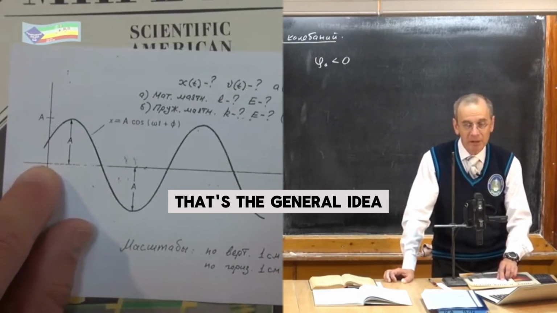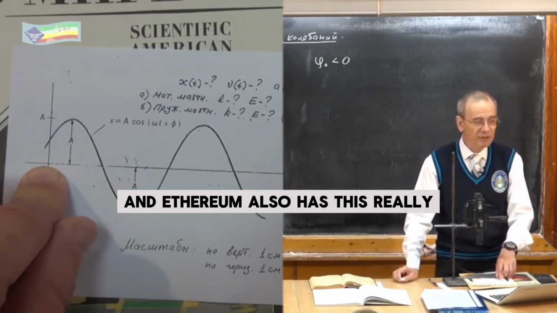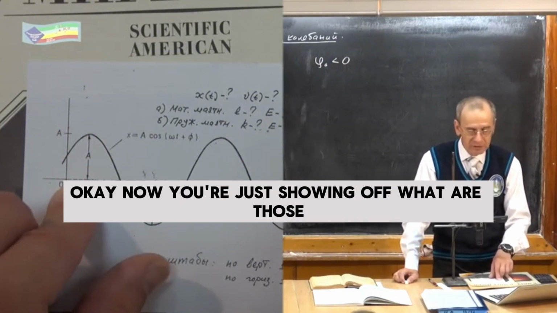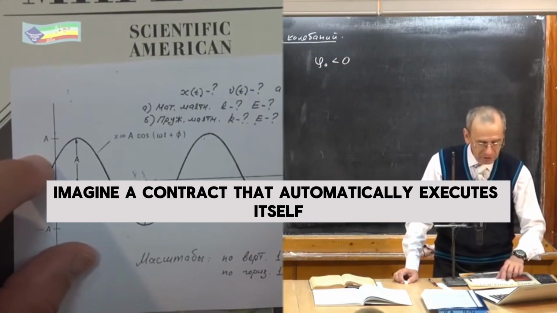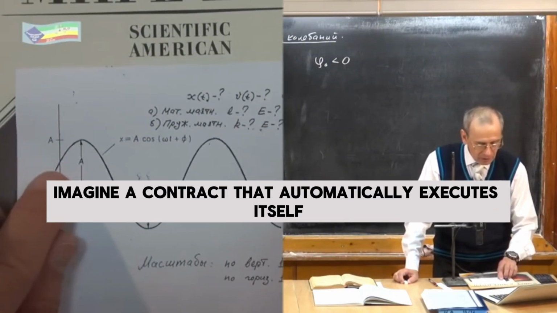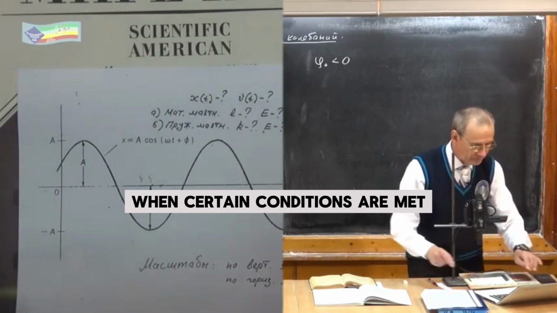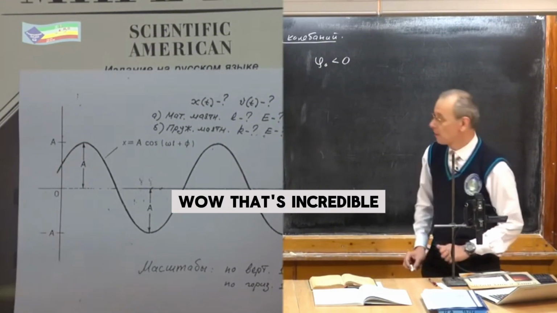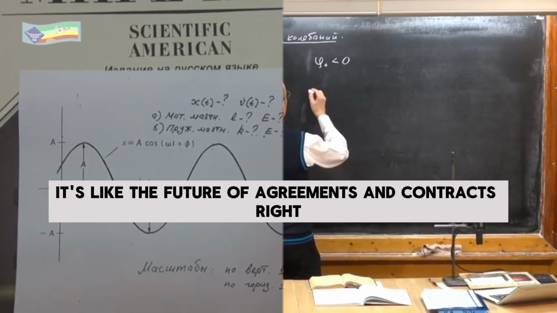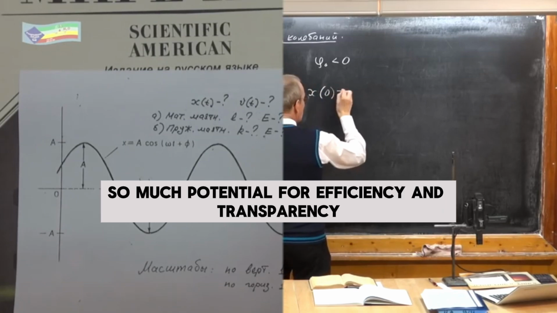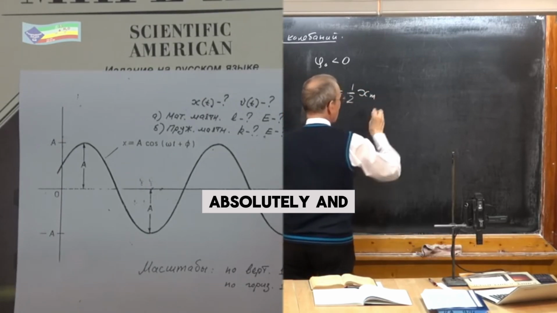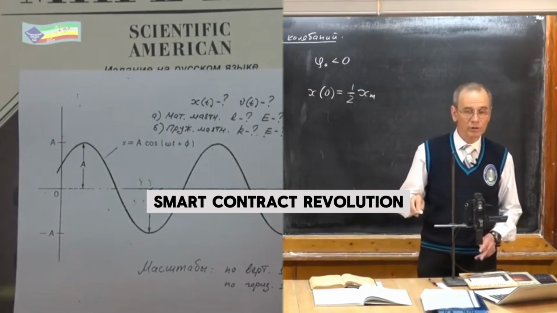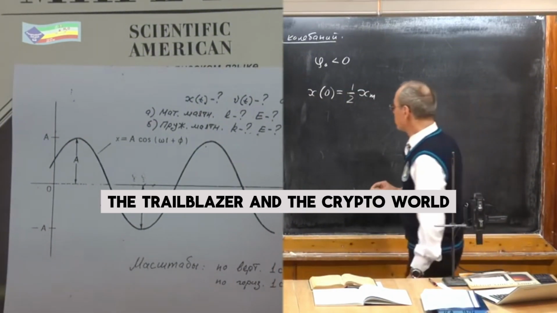That's the general idea. And Ethereum also has this really cool feature called smart contracts. Smart contracts. Okay, now you're just showing off. What are those? Imagine a contract that automatically executes itself when certain conditions are met. No lawyers, no middlemen, just code that does what it's supposed to do. Wow, that's incredible. It's like the future of agreements and contracts, right? So much potential for efficiency and transparency. Absolutely. And Ethereum has been at the forefront of this smart contract revolution. So it's like the innovator, the trailblazer in the crypto world.